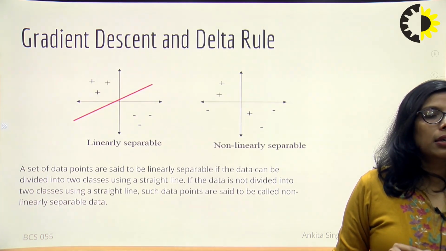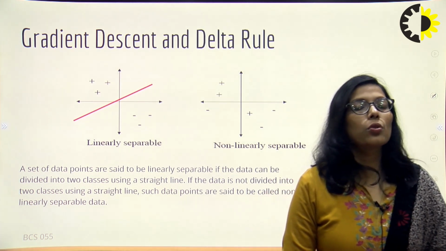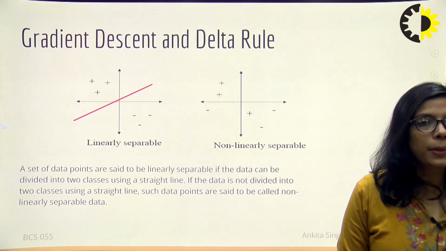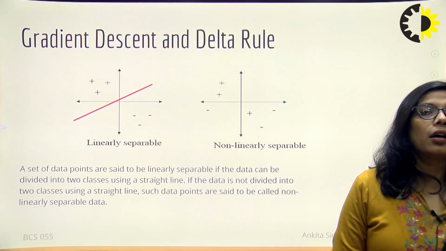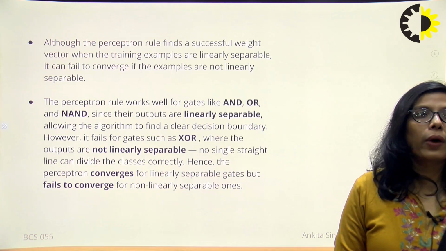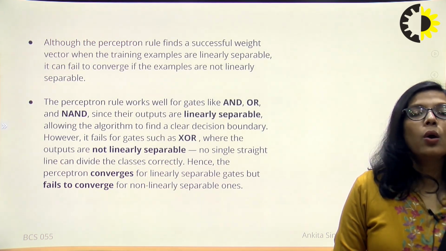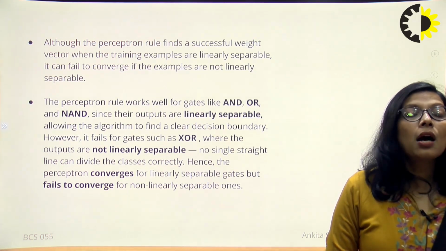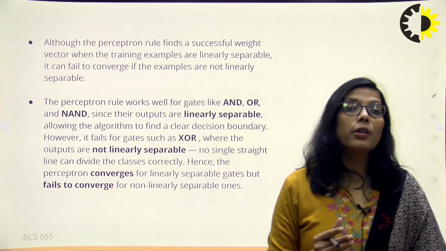So the next topic is gradient descent and the delta rule. As I have told you, the single layer perceptron works well in the case of linearly separable data. When we were talking about the AND gate, OR gate or NAND gate, the data was linearly separable, so I was able to use the single layer perceptron and reduce my error to 0.